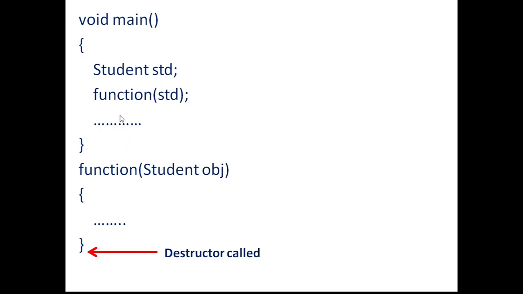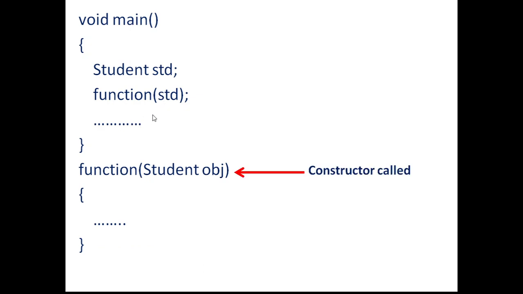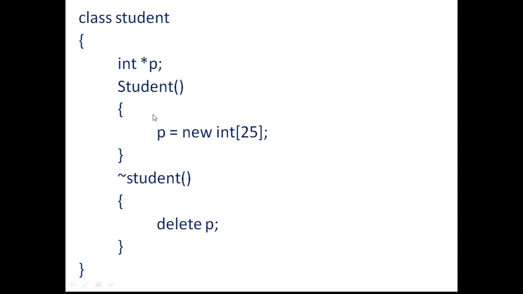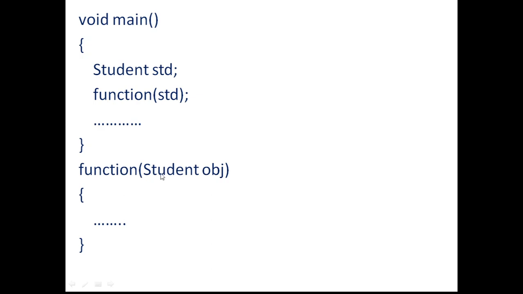So any other statement after this function call that is referring to std will all go wrong, because p has been already deleted and you cannot use it anymore. And this is what we are referring to as the side effect. Here the side effect is that because the destructor gets called, the memory that was allocated to std, or within std, gets released by obj.